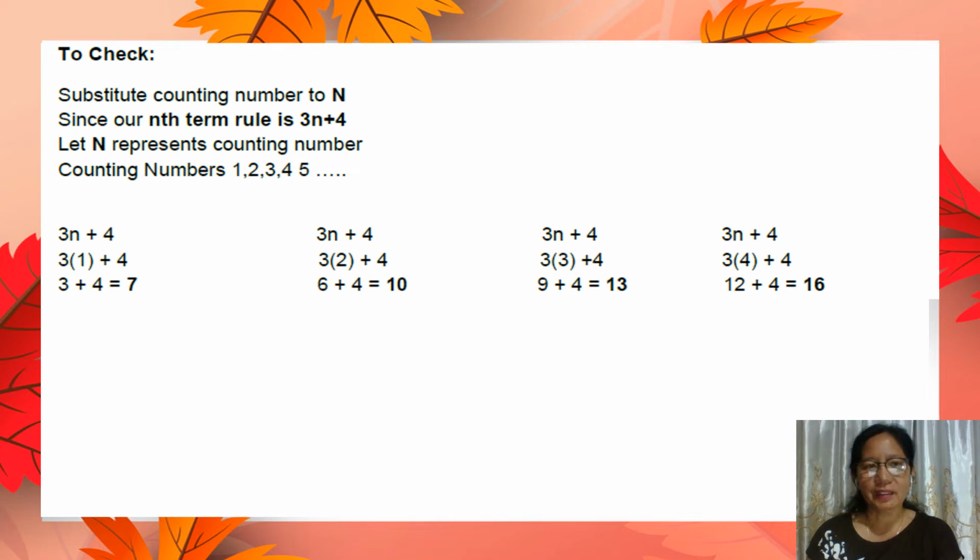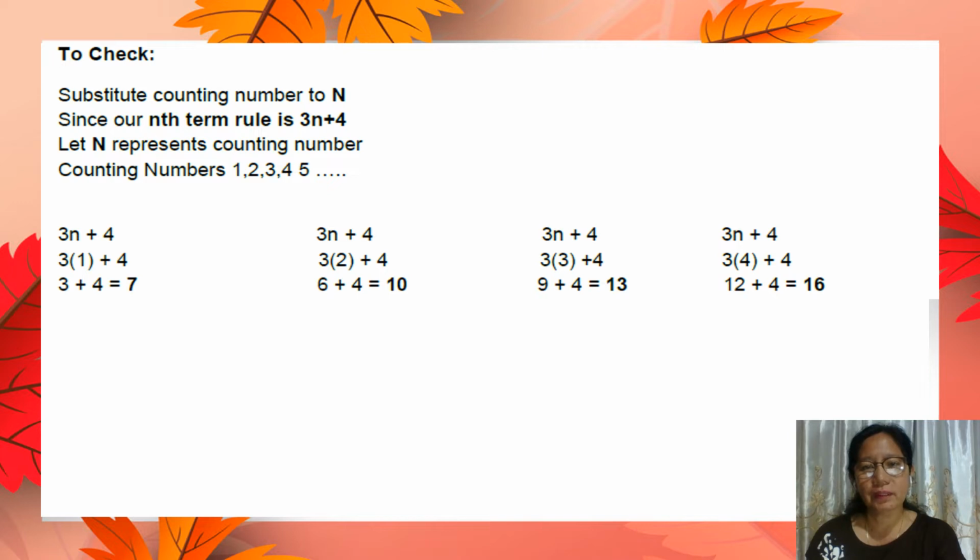Okay, to check our answers, let us substitute counting numbers for n. Since our nth term rule is 3n plus 4, let us represent n with our counting numbers 1, 2, 3, 4, and so on. So if n is equal to 1, 3 times 1 is 3 plus 4, that is 7. If n is equal to 2, 3 times 2, 6 plus 4, that is equal to 10.